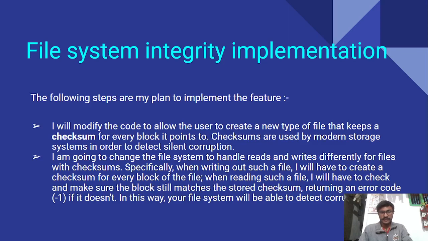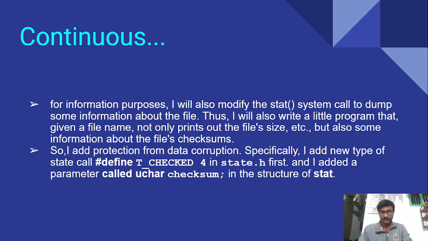I am going to change the file system to handle reads and writes differently for files with checksums. Especially when writing out such a file, I will have to create a checksum for every block of the file. When reading such a file, I will have to check and make sure the block still matches the stored checksum, returning an error code -1 if it doesn't, means if it didn't match the stored checksum. In this way, our file will be able to detect the corruption.